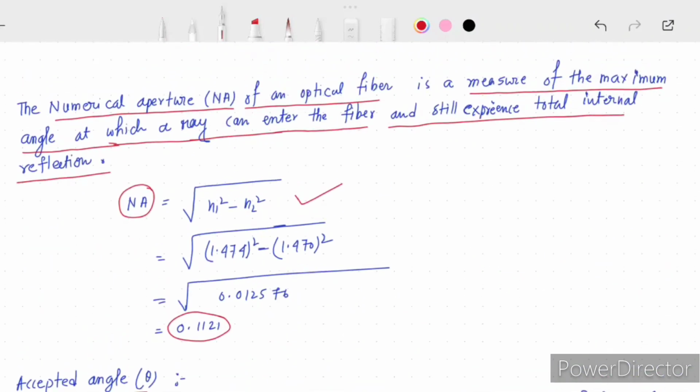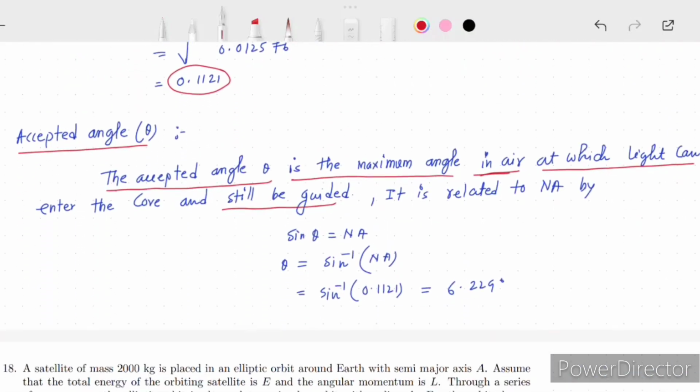So the numerical aperture and the acceptance angle are related. The acceptance angle is the maximum angle in the air at which light can enter the core and still be guided. The relationship is sin theta equals NA, so theta equals sin inverse of NA, and we finally get the value 6.229.